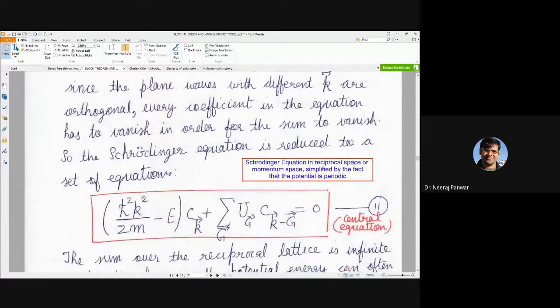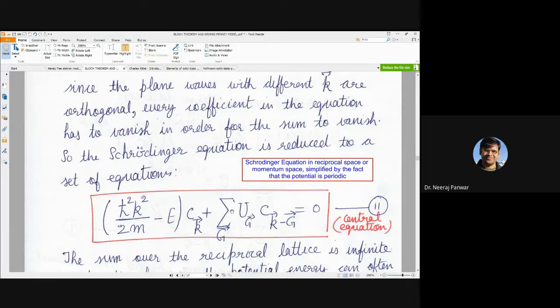So we write h cross square k square by 2m minus E, times c_k, plus summation over g of U_g c_(k minus g), is equal to zero. This is known as the central equation, and it is the Schrodinger equation in reciprocal space or momentum space. Now, if we look at the potential energy term, it has summation over g. So g means summation over reciprocal lattice vectors, and we can have an infinite number of reciprocal lattice vectors.